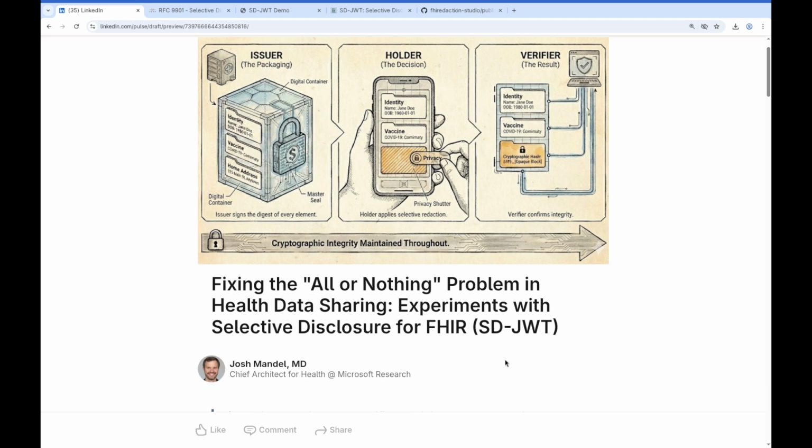So hopefully that's an interesting tour, hopefully enough to get folks thinking about the potential for this technology, and it'll be really interesting to think about where this might fit in a future version of the SMART Health Cards specification.